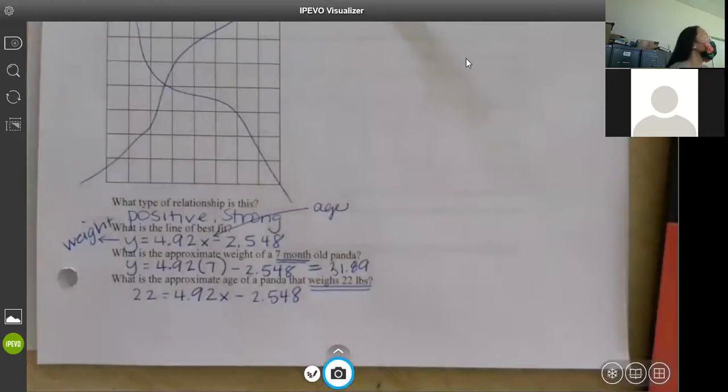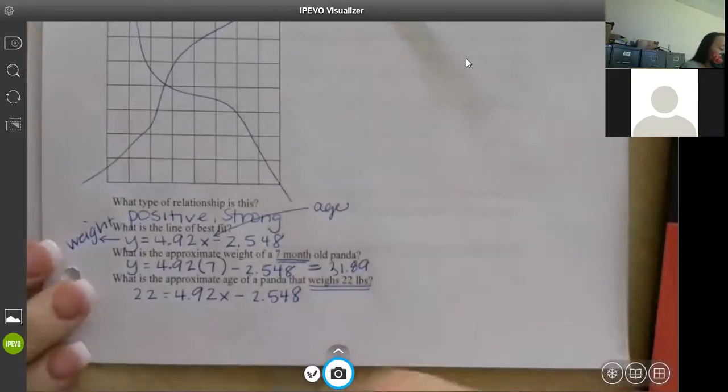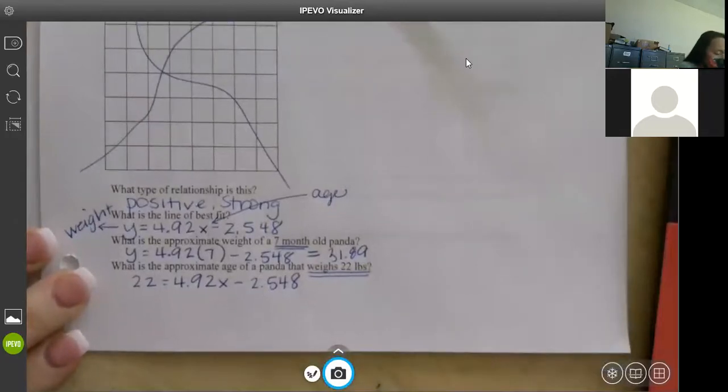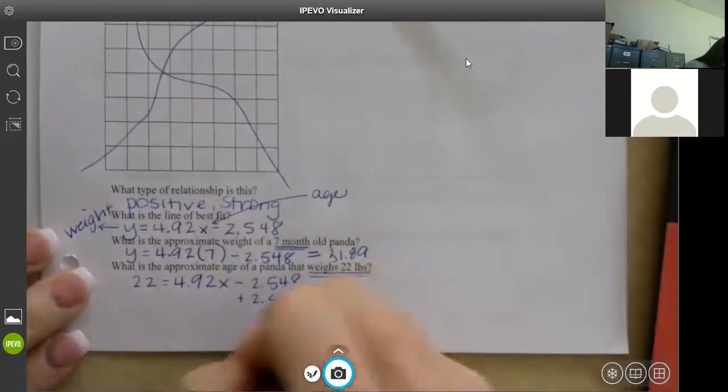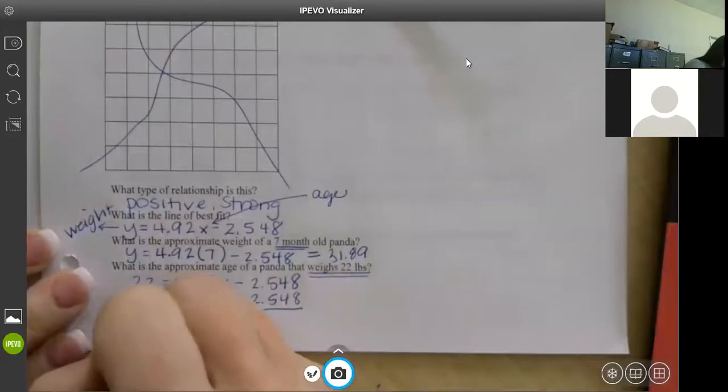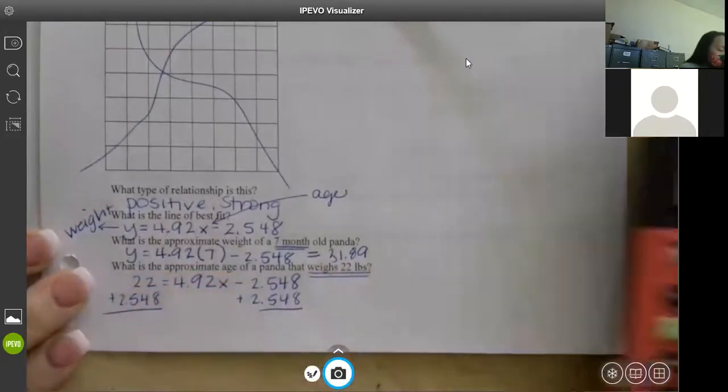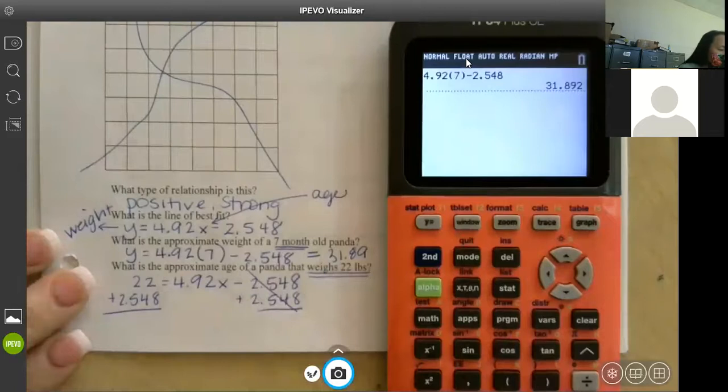Everybody good? All right. How do I solve this? What are we trying to solve for? What letter? What's on the same side but not with it? 4.92 is with X. So what do we need to get rid of? Yes. So add the 2.548 to both sides. And don't freak out because you got your calculator. Don't worry about it being decimals.